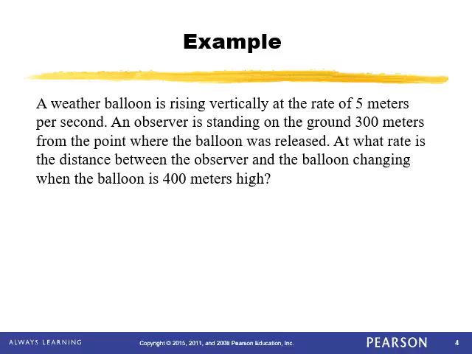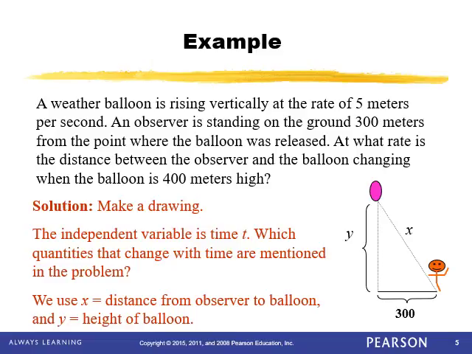Let's take a look at an example. A weather balloon is rising vertically at the rate of 5 meters per second. An observer is standing on the ground 300 meters from the point where the balloon is released. So they're giving you the information of 300 meters. At what rate is the distance between the observer and the balloon changing when the balloon is 400 meters high? So let's take a look at how this information plays out.